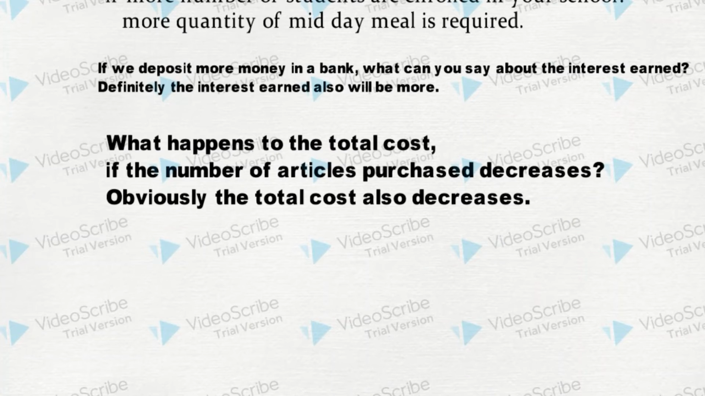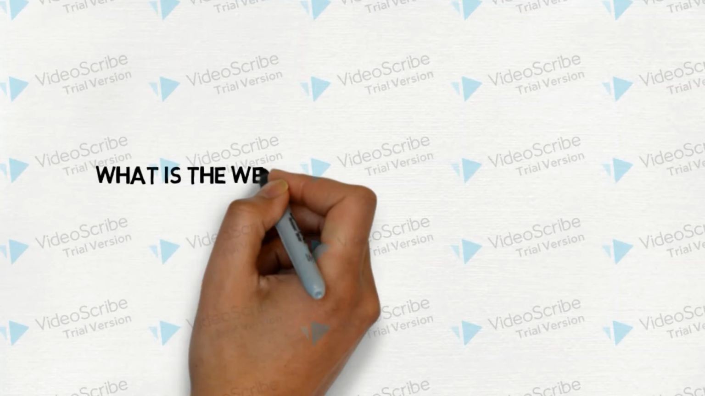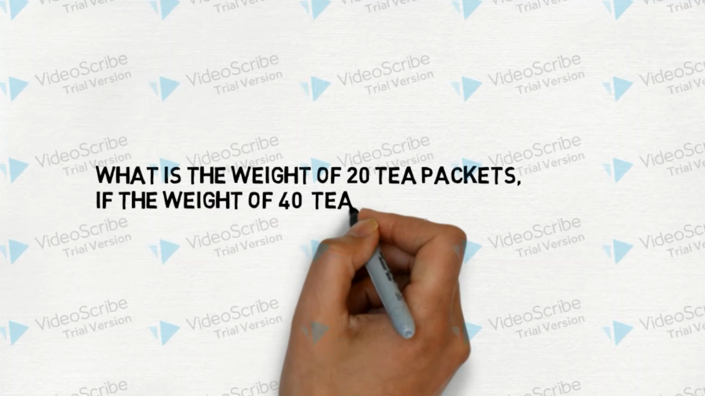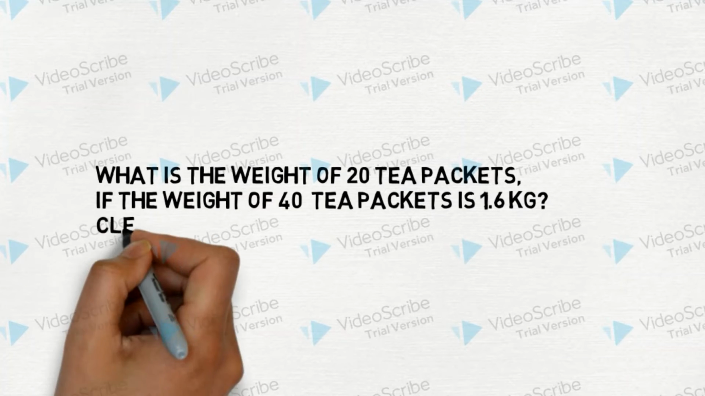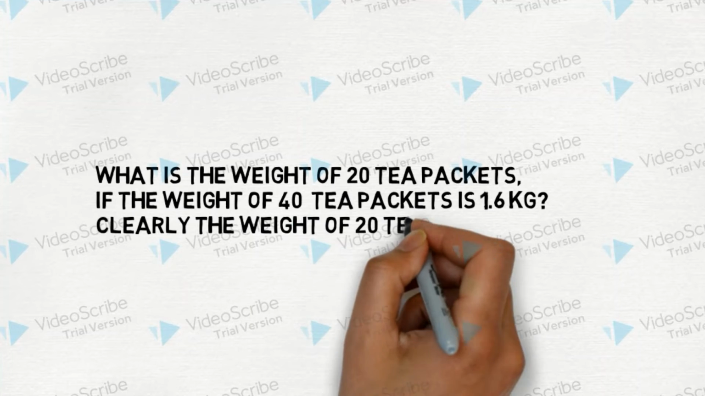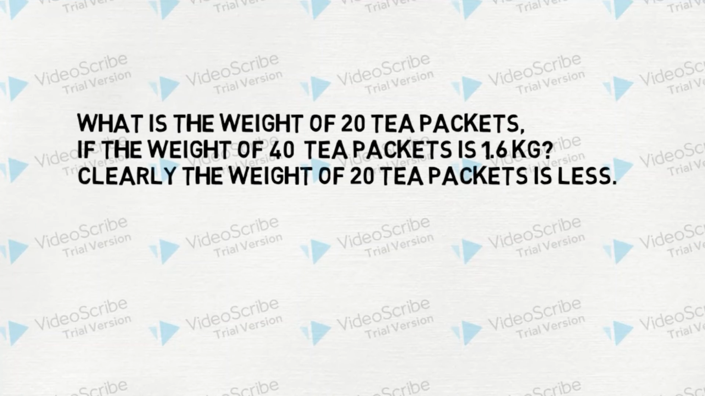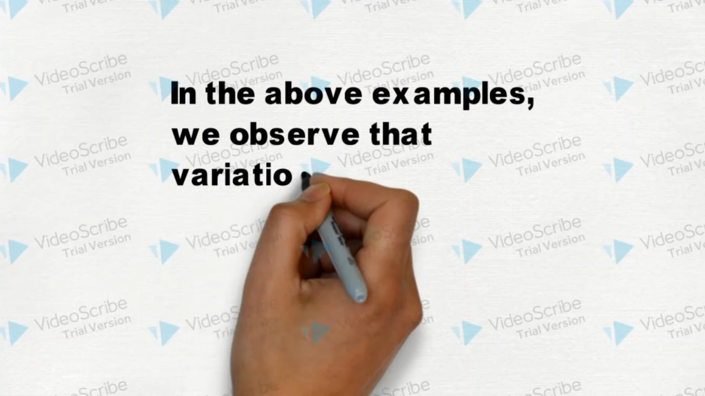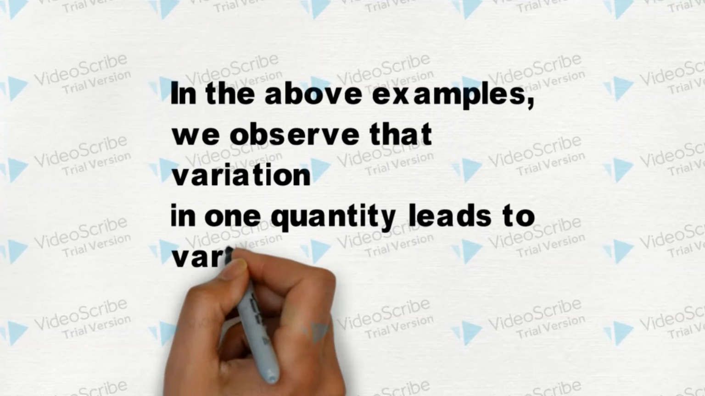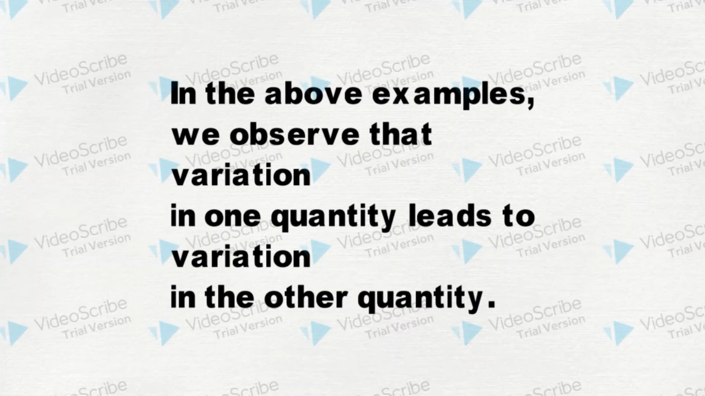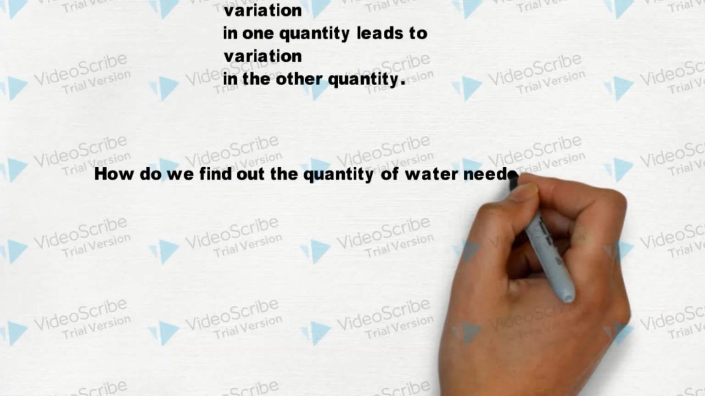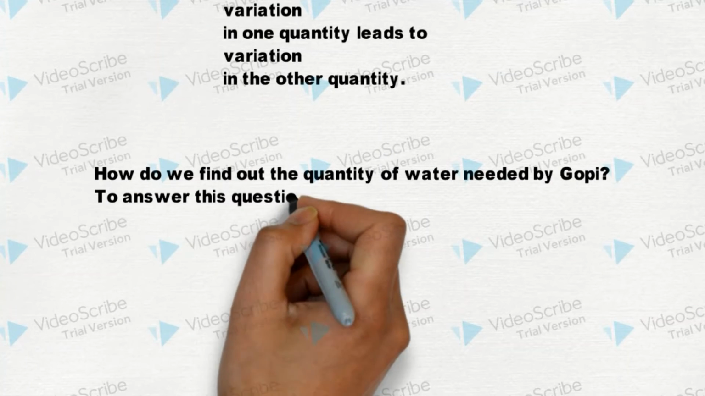What is the weight of 20 tea packets, if the weight of 40 tea packets is 1.6 kilograms? Clearly the weight of 20 tea packets is less. In the above examples, we observe that variation in one quantity leads to variation in the other quantity. How do we find out the quantity of water needed by Gopi? To answer this question, we now study some types of variations.